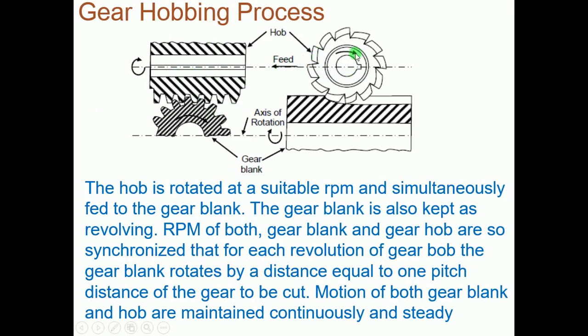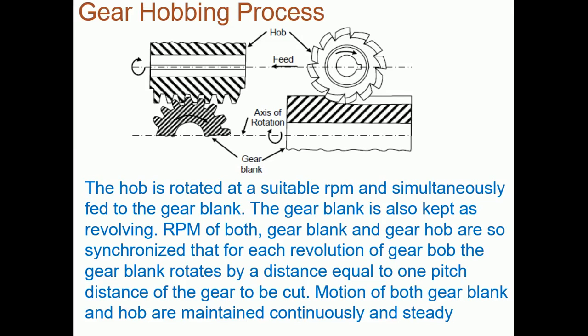Here is the gear hob. Here is the gear blank. The gear blank is rotated, and the hob is also rotated. The hob is rotated at a suitable RPM and simultaneously fed to the gear blank. The gear blank is fed, the hob is fixed and rotating. The gear blank is also kept revolving. The RPM of both gear blank and gear hob are so synchronized that for each revolution of the gear hob, the gear blank rotates by a distance equal to one pitch distance of the gear to be cut.